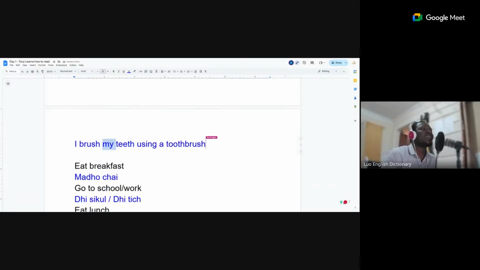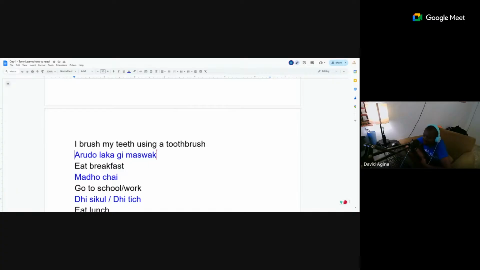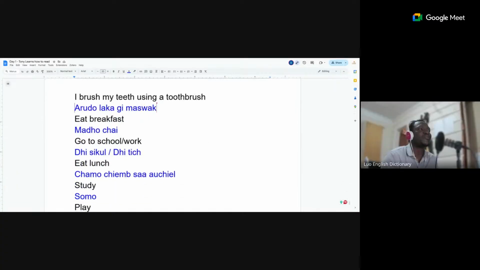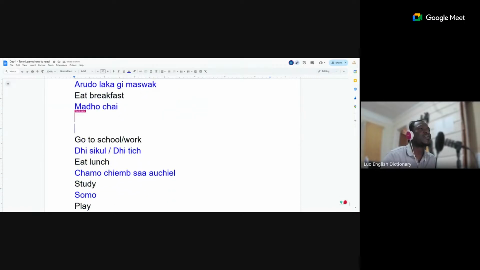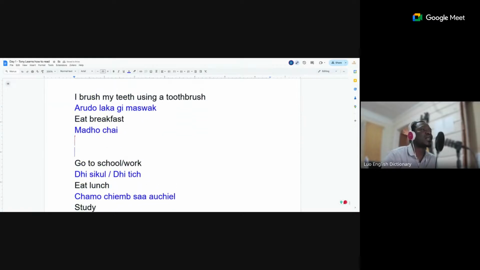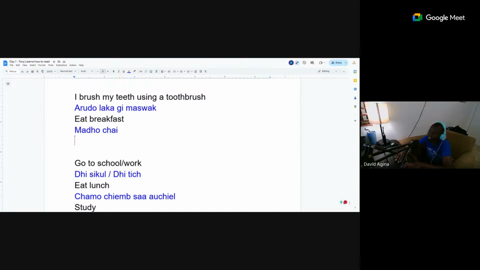So that's the English sentence. I brush my teeth using a toothbrush, and the word would be arudo laka gi maswak. Yep. Arudo laka gi maswak. Beautiful. Now eat breakfast. Okay.